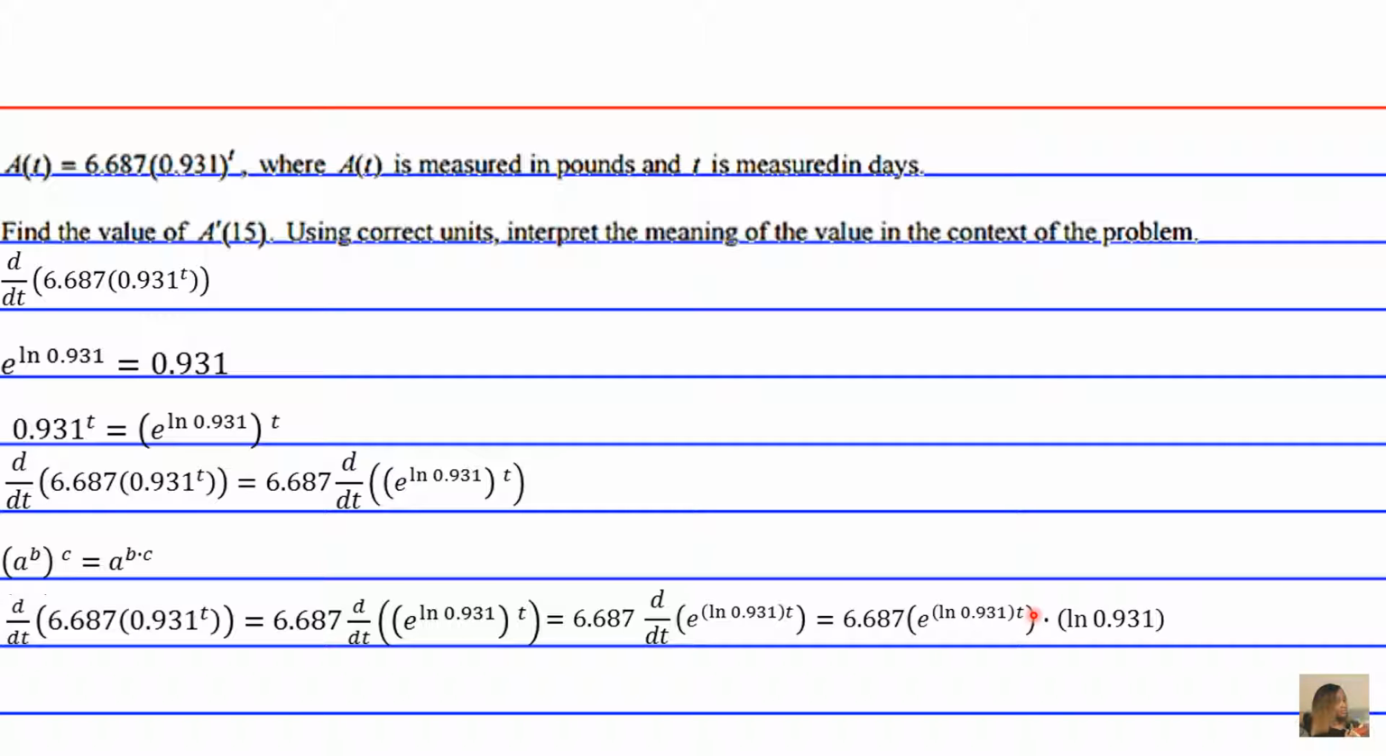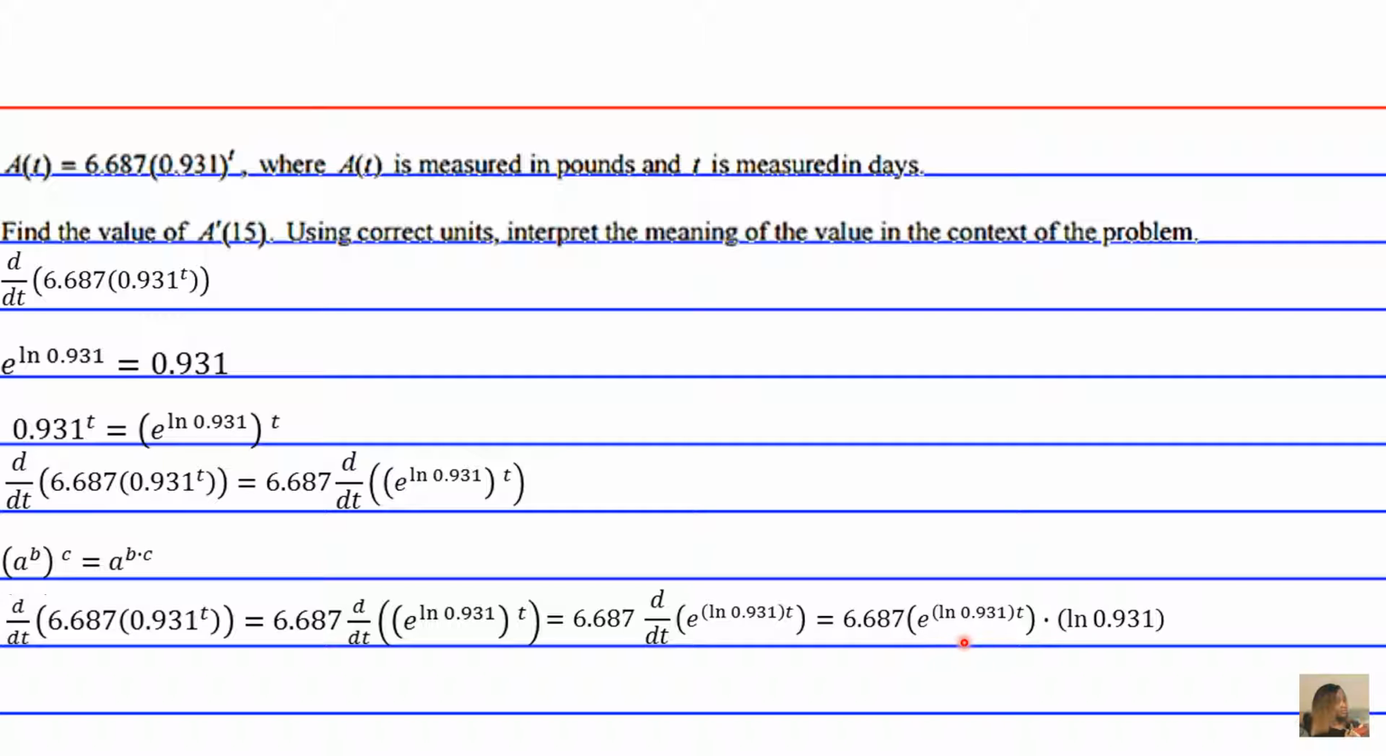Now, according to the chain rule, we multiply the derivative of the outer function times the derivative of the inner function. And the derivative with respect to t of the natural log of 0.931 times t is just going to be the natural log of 0.931, because the derivative of a variable raised to the first power is that variable raised to the 0 power times the constant that precedes it. So this becomes the natural log of 0.931, okay?